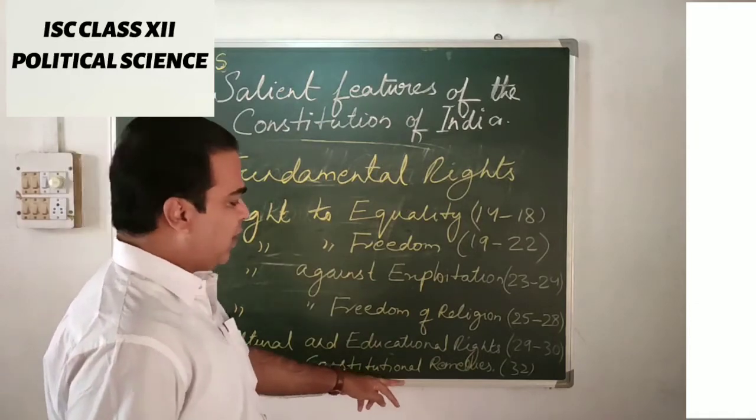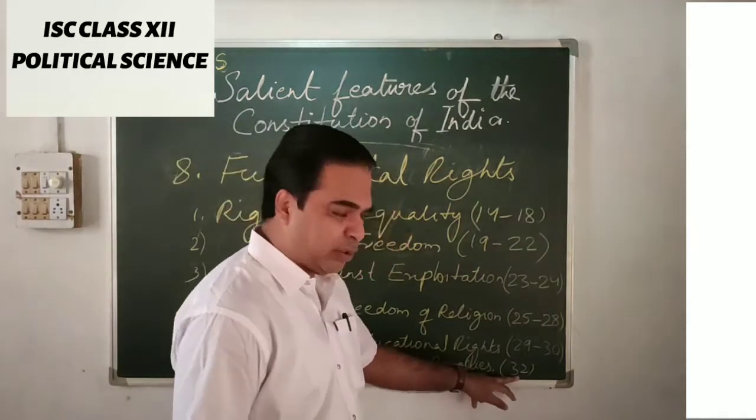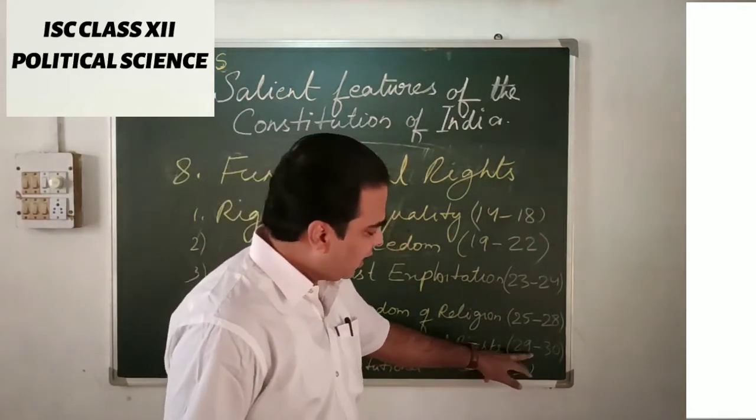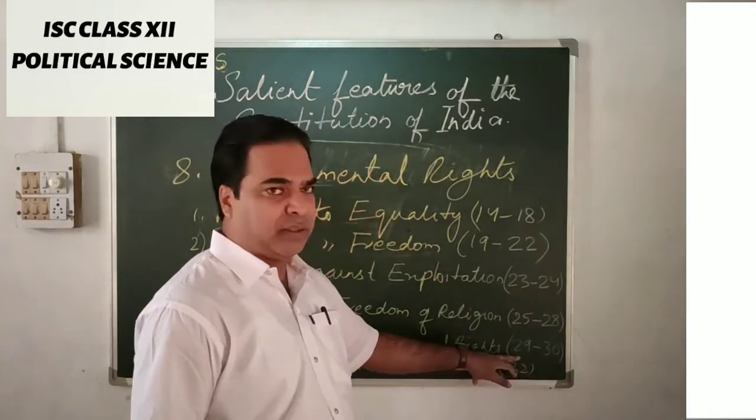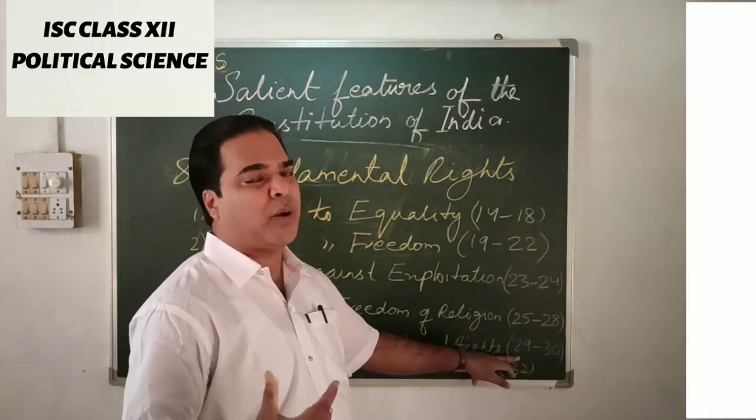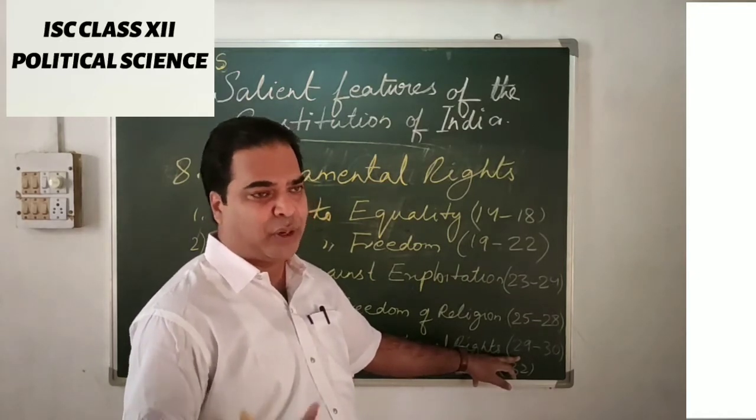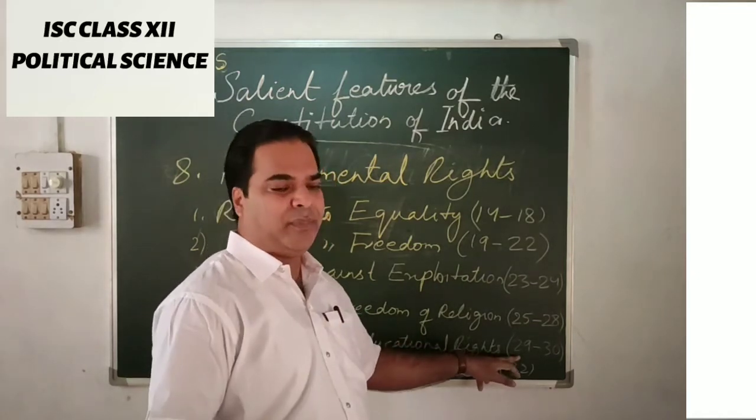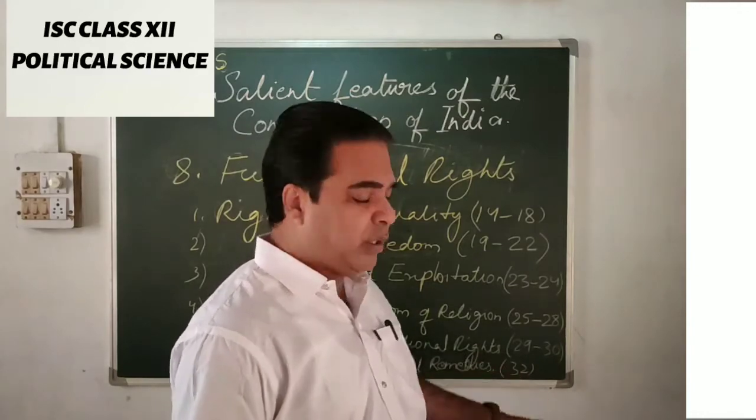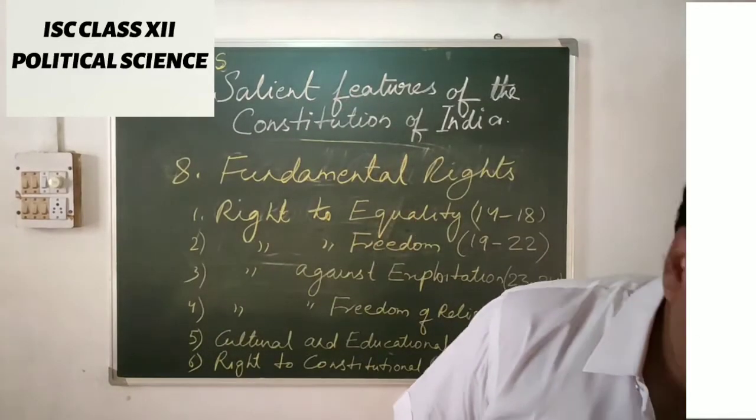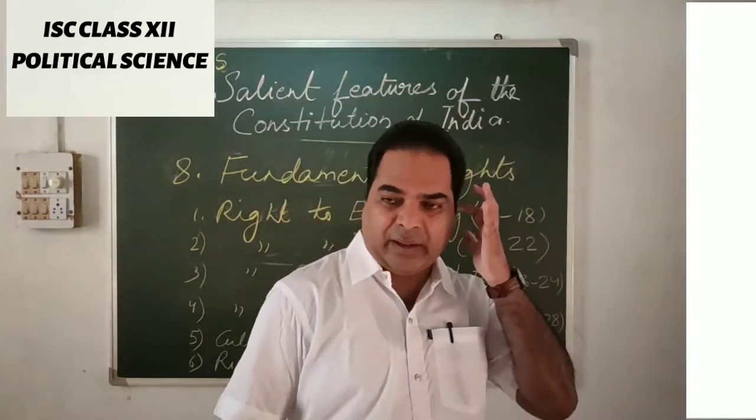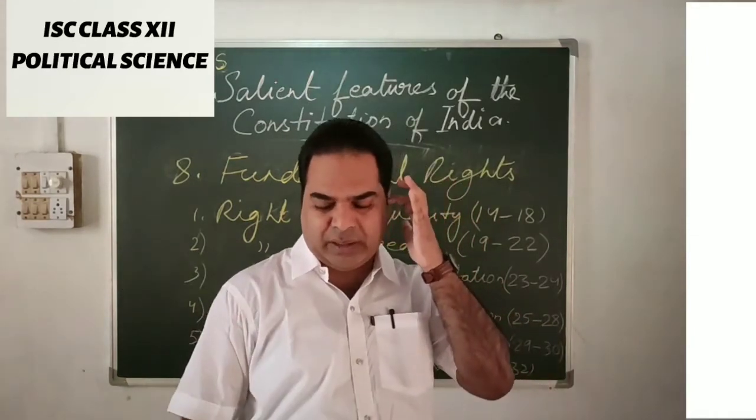Right to constitutional remedies is mentioned in article number 32. Now you might be wondering, 29 to 30, and now where is 31? That was the right to property. That means article number 31, which dealt with the right to property, has now been removed. Article number 31 is removed and has been moved to article number 300A. It is mentioned down in article number 300A.